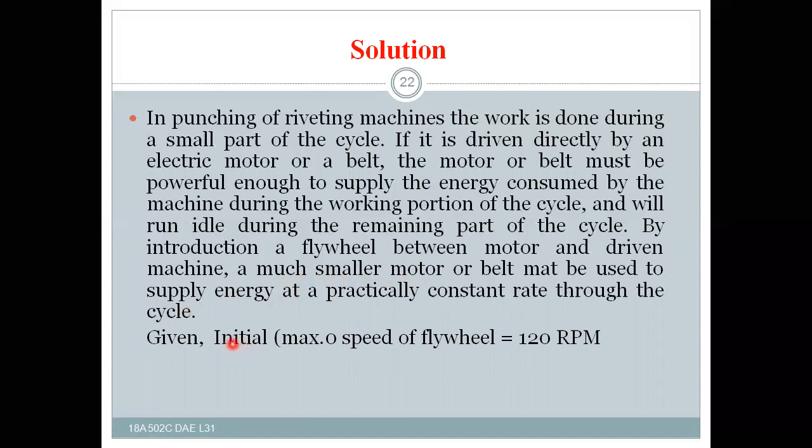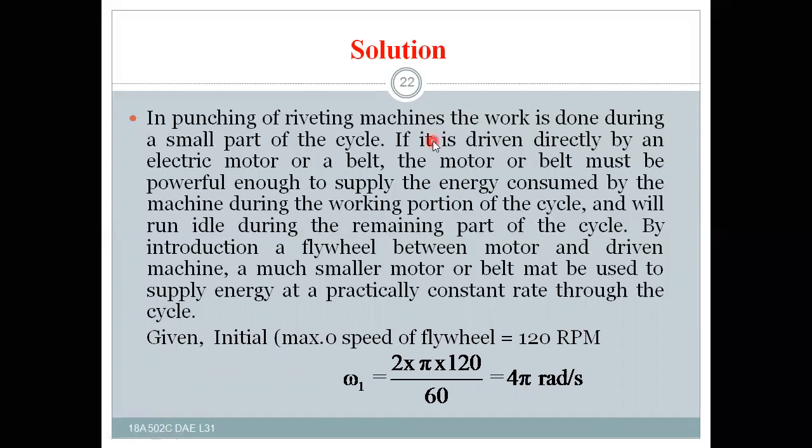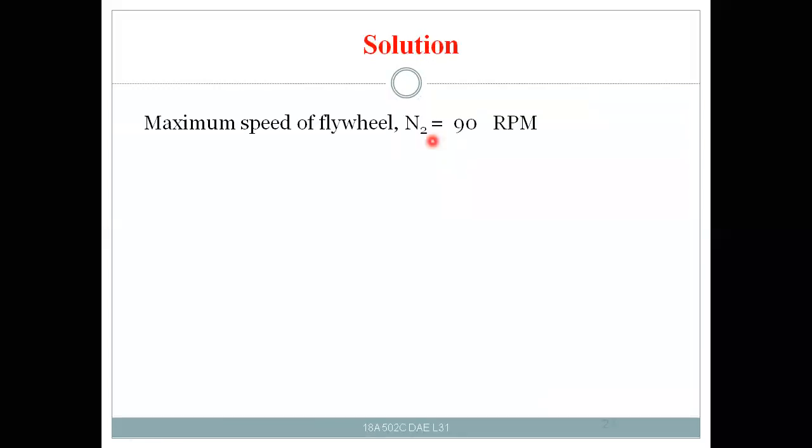And given that the initial, that means maximum speed of the flywheel is equal to 120 revolutions per minute, that is omega 1 is equal to 2 pi into 120 by 60, which is 4 pi radians per second. And the minimum speed of the flywheel N2 is equal to 90 revolutions per minute.